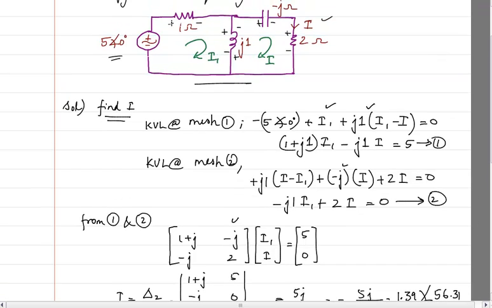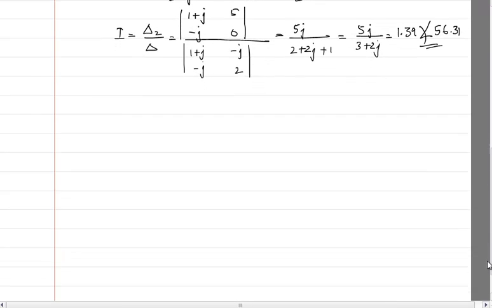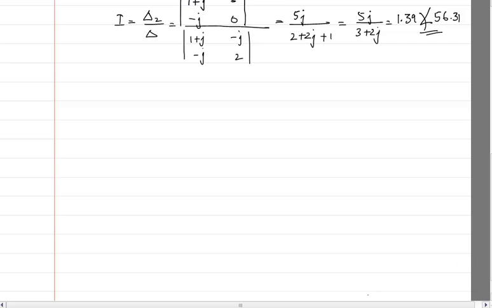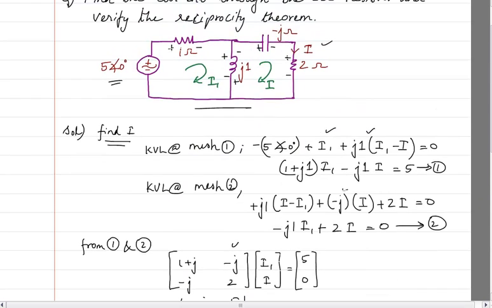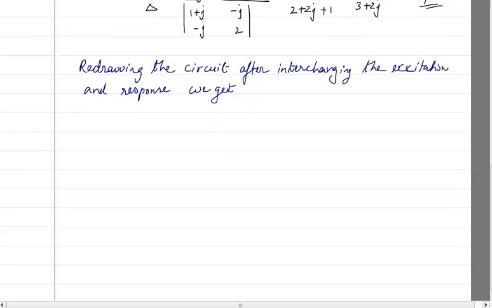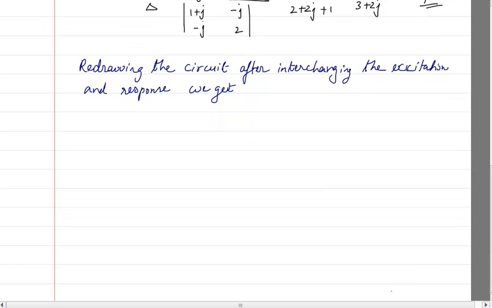Next, I have to find out after interchanging. If you remember the statement, I will rewrite the statement in blue color. Redrawing the circuit after interchanging the excitation and response, we get, now we have to redraw this circuit. The circuit we'll have to again redraw. So let me redraw it.